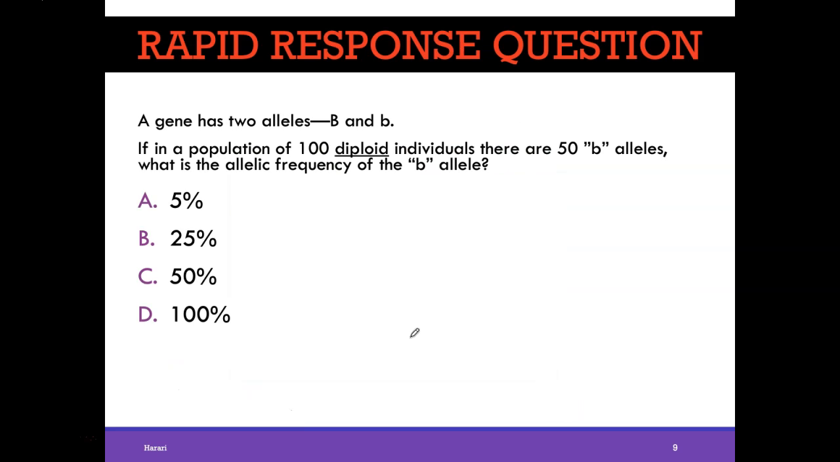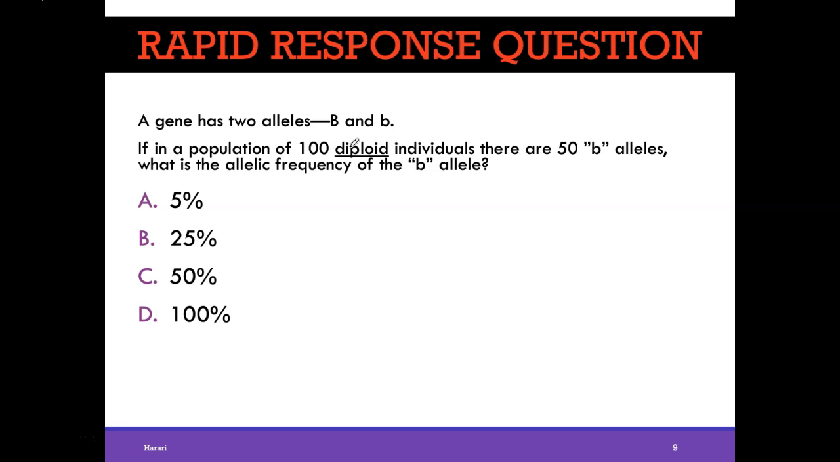So let's do another rapid response question. A gene has two alleles, big B and little b. In a population of 100 diploid individuals, there are 50 little b alleles. What is the allele frequency of little b? So pause here and answer that question.